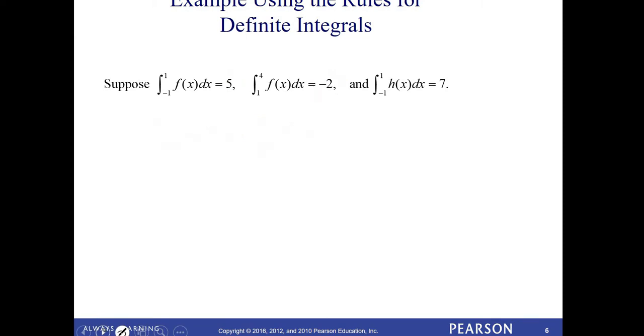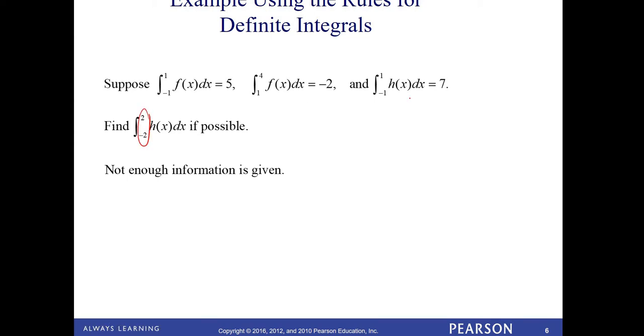Okay, one more. Same choices up top, but now we're looking for the integral from -2 to 2 of h of x dx. So find that. And unfortunately, this one is not possible. The information is not given. Just because the limits of integration are doubled does not mean that the integral is doubled.